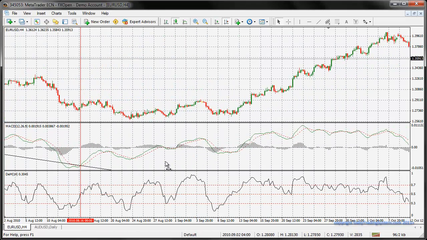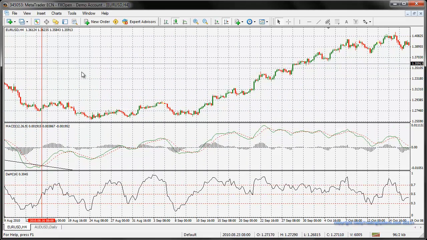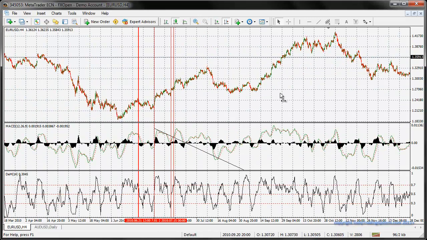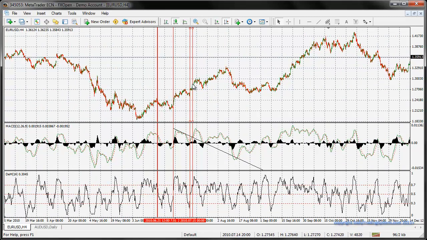So give that a try, see how you get on. It's a pretty simple strategy. They're basically just like the last couple that we've had. The rules are pretty simple, and see how you get on with that one.